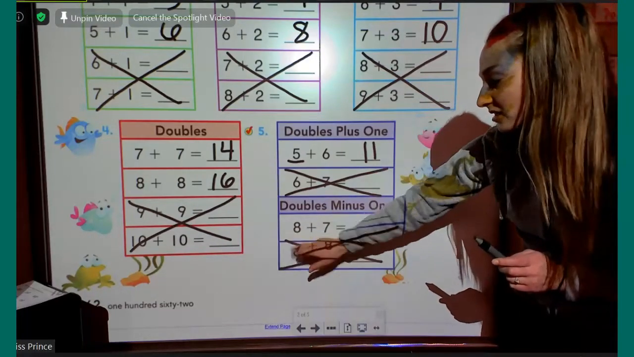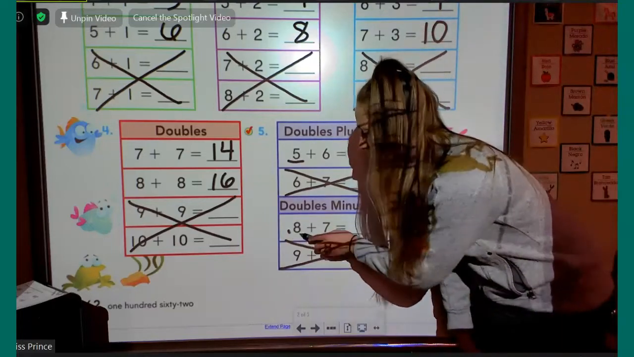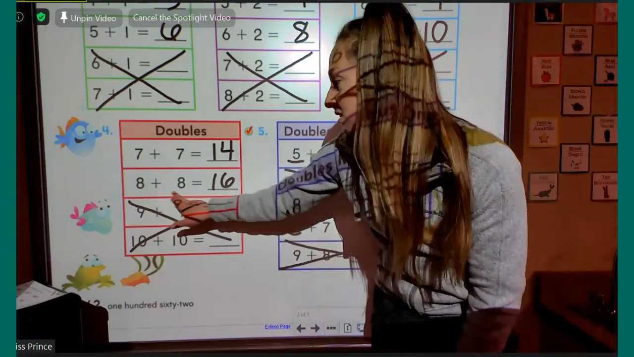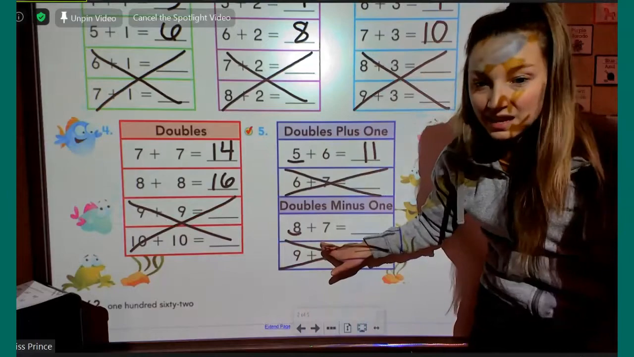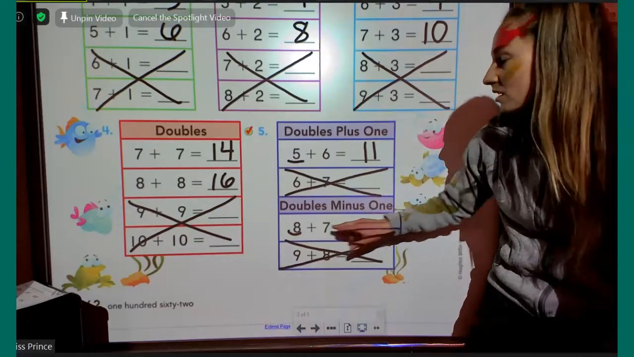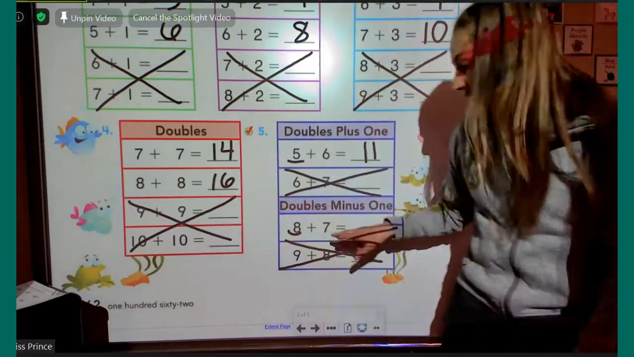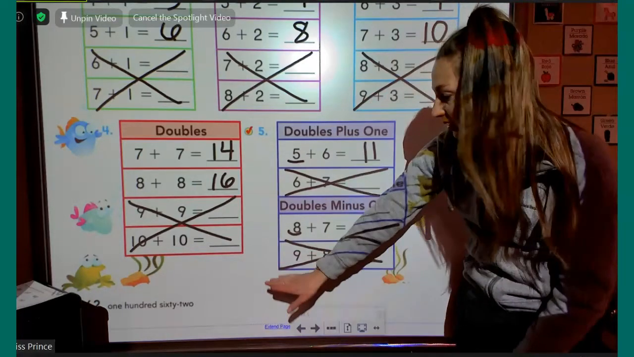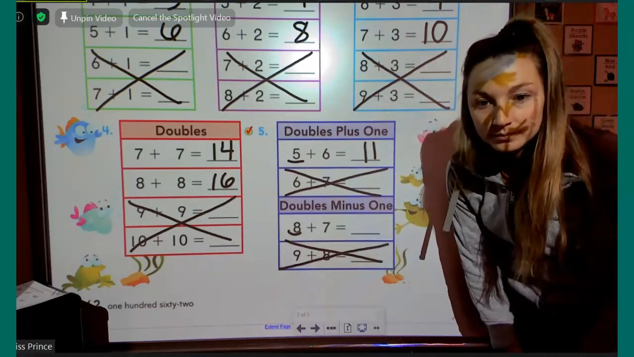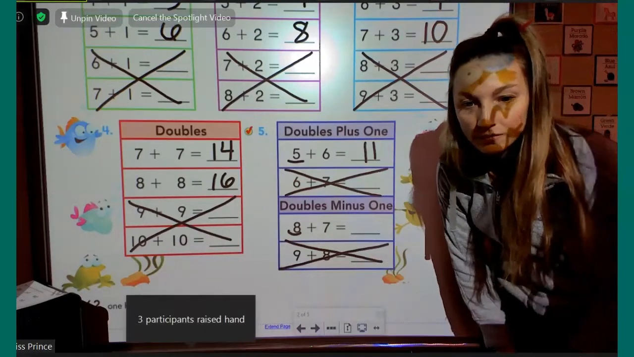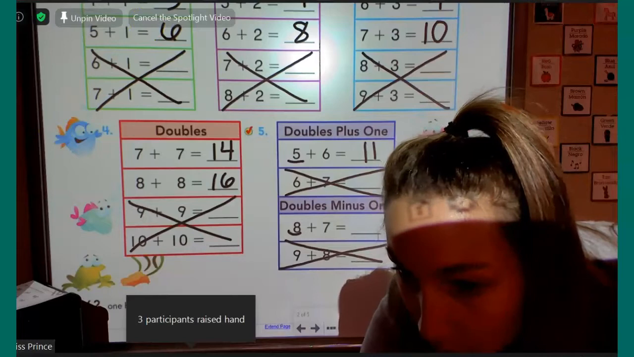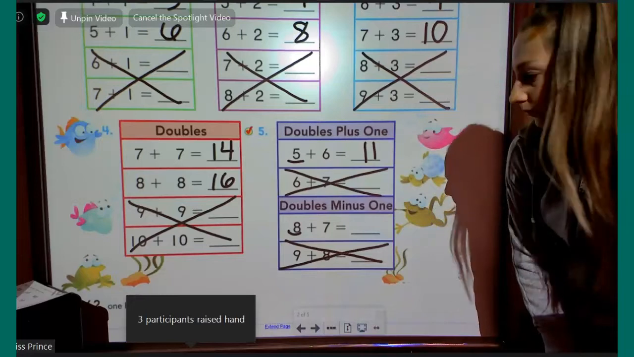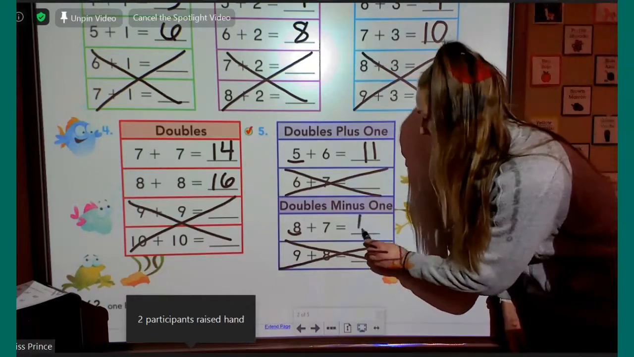All right, we're going to do doubles minus 1. So, this time we're going to choose the bigger number, 8. We know that the double for 8 is 16. But this isn't an 8, it's a 7, so we have to minus 1. So if 8 plus 8 is 16, 8 plus 7 is just one number smaller, so who can raise their hand and tell me? 8 plus 7. First hand I saw come up was Xander. Xander, 8 plus 7? 8 plus 7 equals 15. Good job, 15.